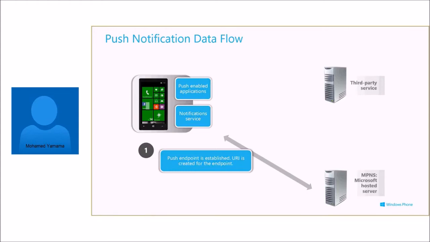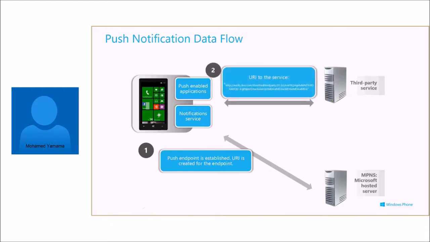So the application sends a request for a notification URI, and the Microsoft push notification service returns that URI to your application. Then your application sends this URI to your web service. This is an example of what is being sent to the web service. Don't just try to read it. It's just a kind of URI. It is sent to your service.